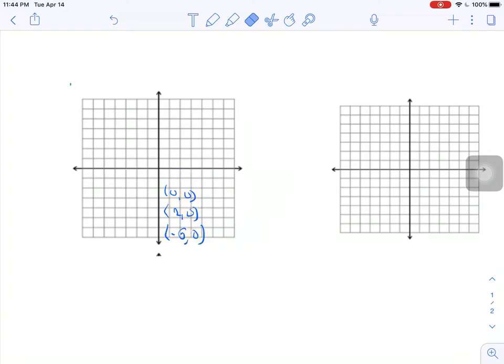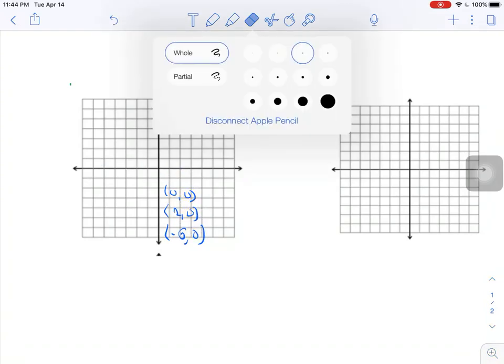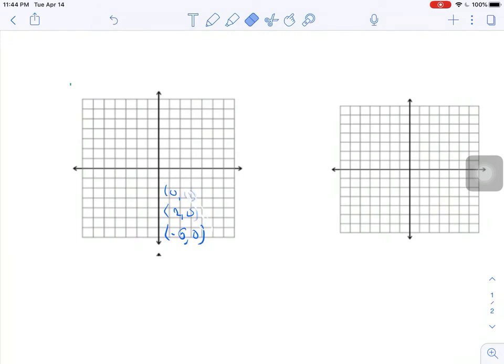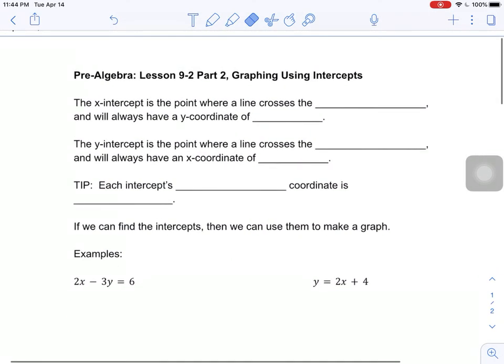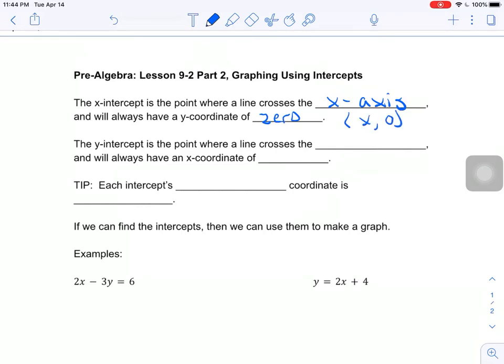So I'm going to erase this to get it out of the way for what we're going to do in a minute. And we're going to come up here. So an x-intercept is the point where the line crosses the x-axis. And the x-intercept will always have a y-coordinate of 0. So it'll look like this. You'll have some number, whatever it is, and the second number will always be 0.